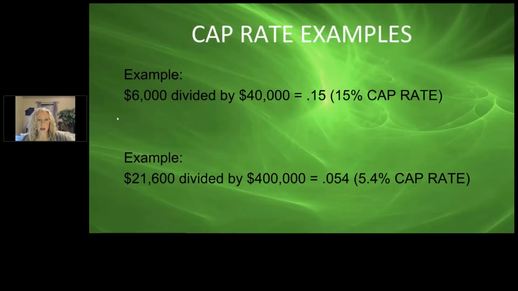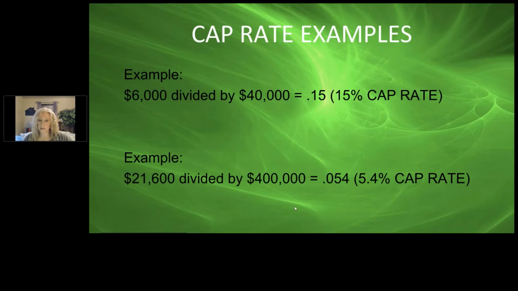In example one, if you took that $6,000 NOI and divided it by $40,000 for a little teeny house somewhere in Ohio, then you're looking at a 15% cap rate. Okay, you're going to get a number, you just multiply it by 100 to get the actual percentage for your cap rate. In another example, you could have a lot higher NOI, but if you're dividing it by a much more expensive purchase price, you see how the cap rate is much lower. So it goes 0.054 times 100 equals 5.4% cap rate.